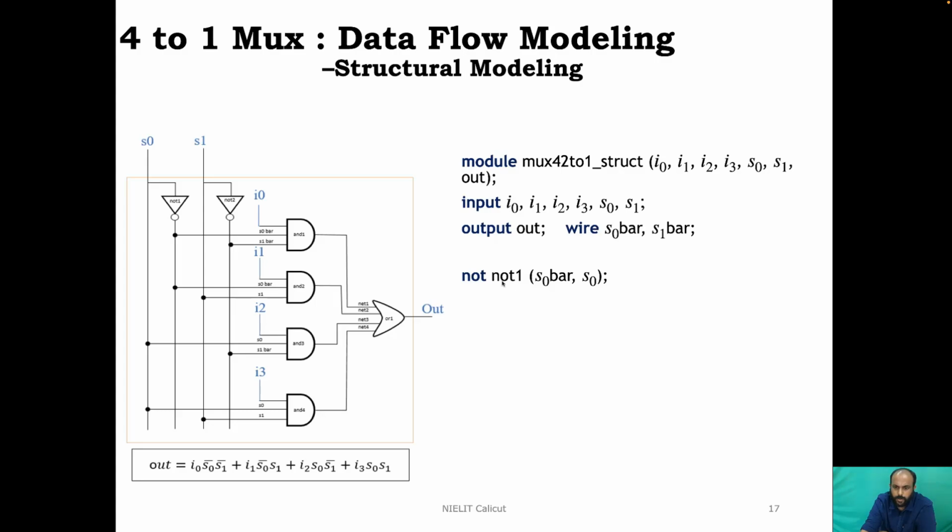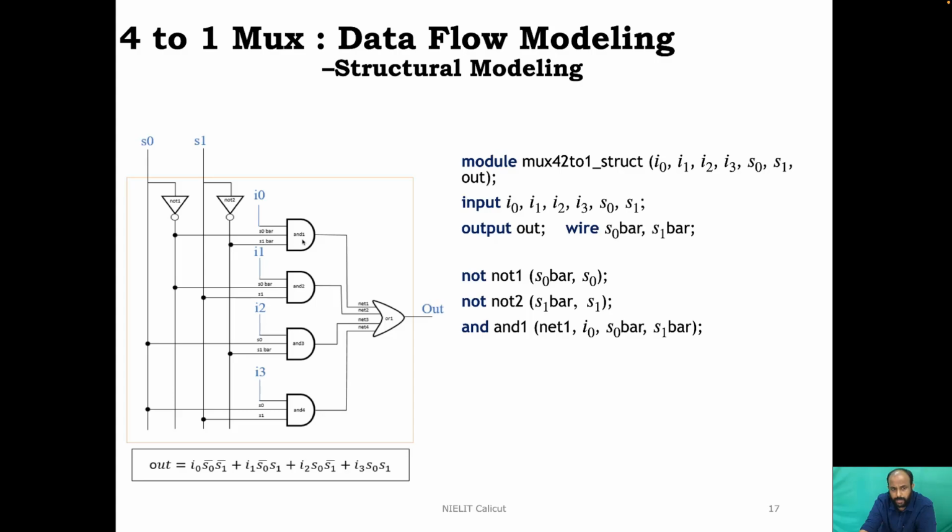Okay, so I am just instantiating the first NOT gate using the keyword NOT. The user-given label is NOT1, and the output of that is S0 bar, input is S0. Similarly, the next NOT gate, NOT2 is the label, S1 bar is the output, and the input is S1. Now it is time to instantiate the 4 AND gates.